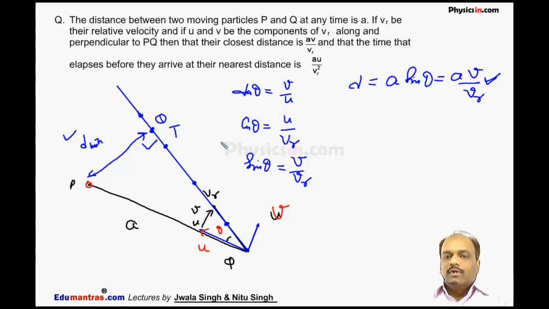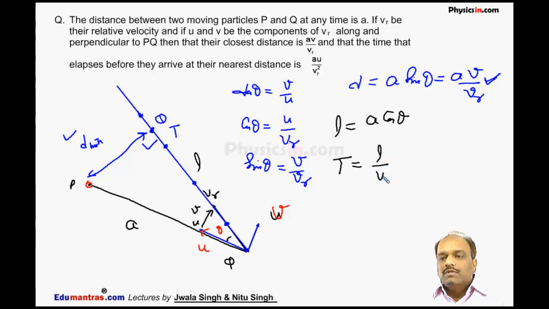Now for time, we have to calculate this length. This length L, from this point to this point, is equal to A cos theta, because this is a right angle triangle. So the time T is L by Vr, and we know L is A cos theta, so T is A cos theta by Vr. Cos theta is U by Vr, so it is AU by Vr square. This is the time when the separation between P and Q is minimum.